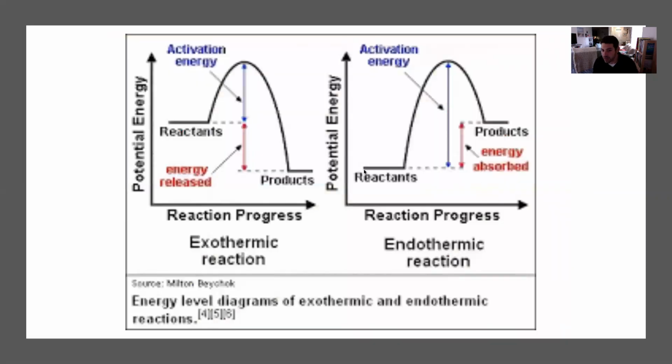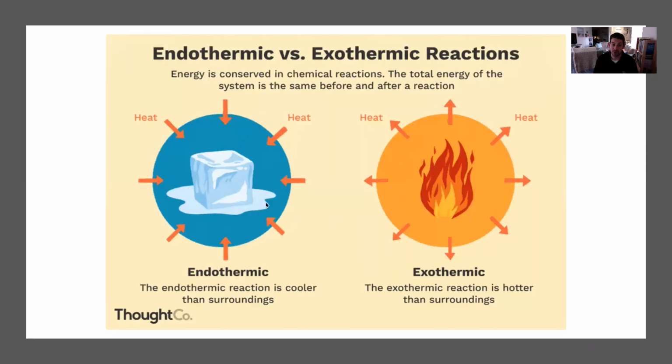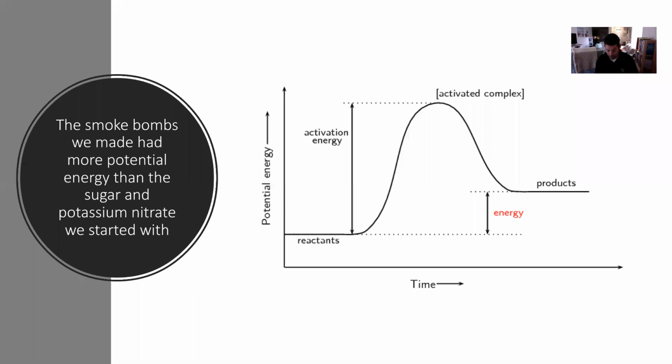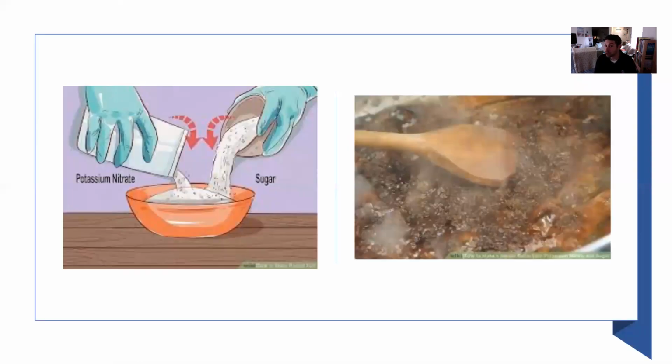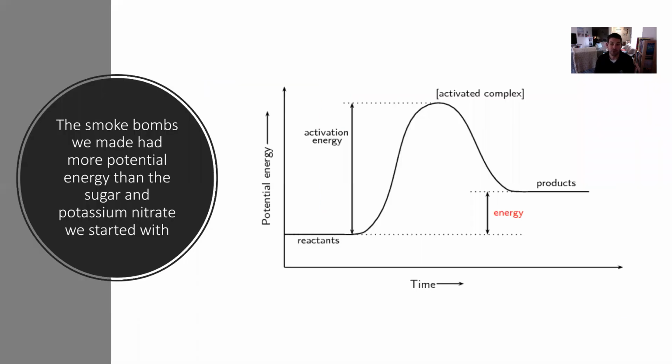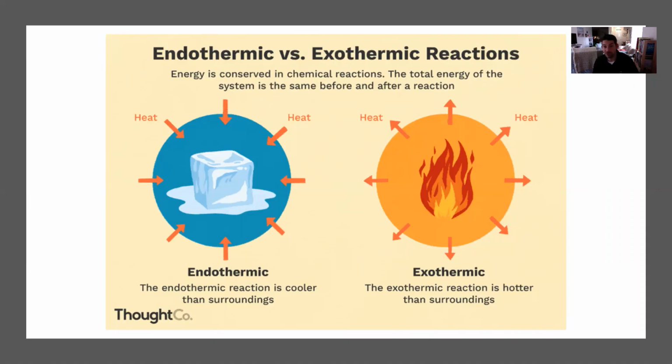And in a reaction where the reactants have less potential energy than the products, this is a reaction that gains energy, and it gains it from its surroundings. It absorbs the energy. So that is the endothermic reaction. Again, that's something that typically feels cold to the touch, but it is gaining energy. When we made those smoke bombs, maybe it didn't feel cold, but we had to use the hot plate to transfer energy into the smoke bomb we made. So it gained energy. Its products have more energy than before. That is the endothermic reaction.